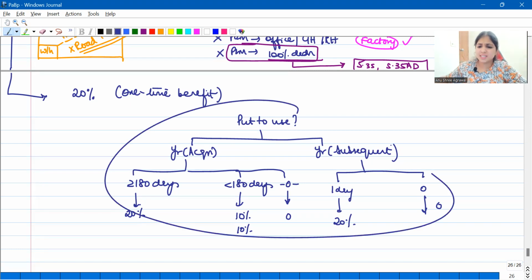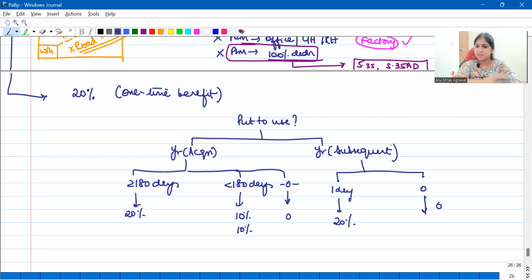Same thing we had discussed even earlier for normal depreciation, guys. Exactly the same thing even over here. If you're putting the asset to use for the first time in the subsequent year, then you put it to use even for one day, I give you full 20% now itself. But remember, this 20% is a one-time benefit. You will not get this every year.